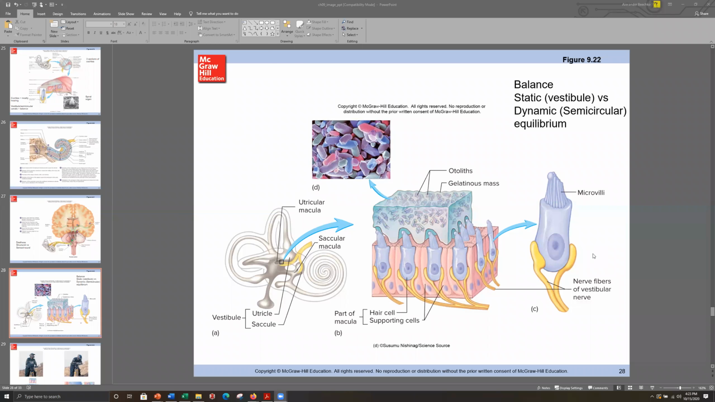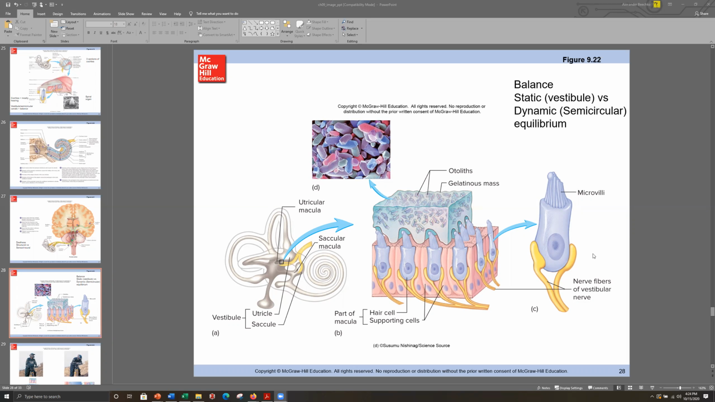And now finally we reach balance. Okay. So the sense of balance or equilibrium has two components, static equilibrium and dynamic equilibrium. Static equilibrium is associated with the vestibule and is involved in evaluating the position of the head relative to gravity. Dynamic equilibrium is associated with the semicircular canals and is involved in evaluating changes in the direction and rate of head movements. So each part of our semicircular canals and the vestibule are going to be used for different kinds of balance.